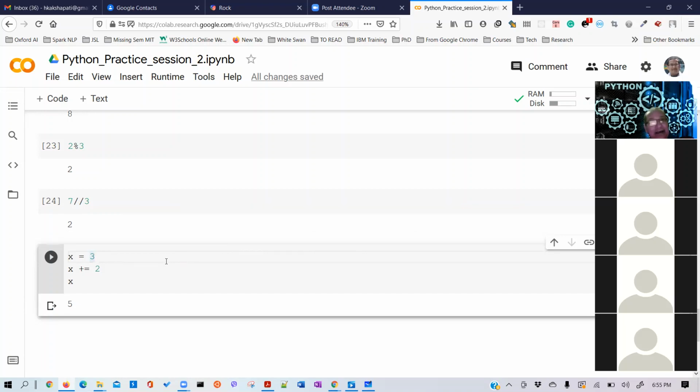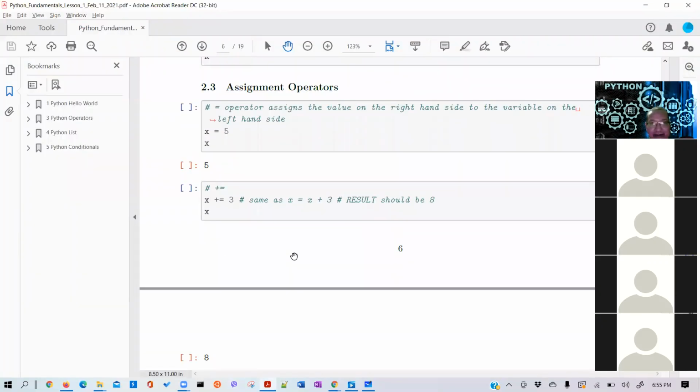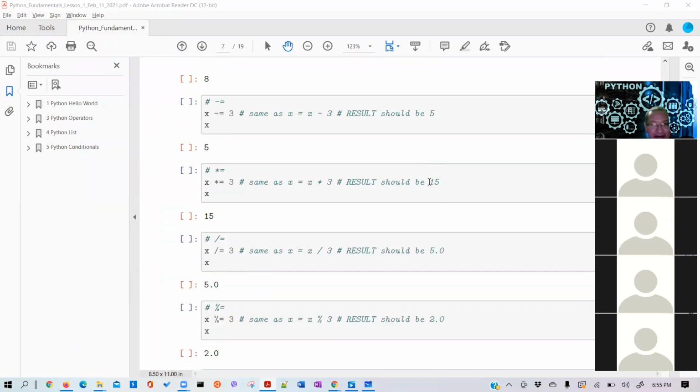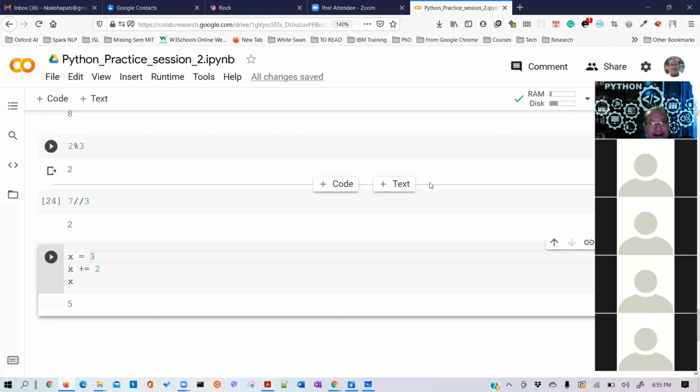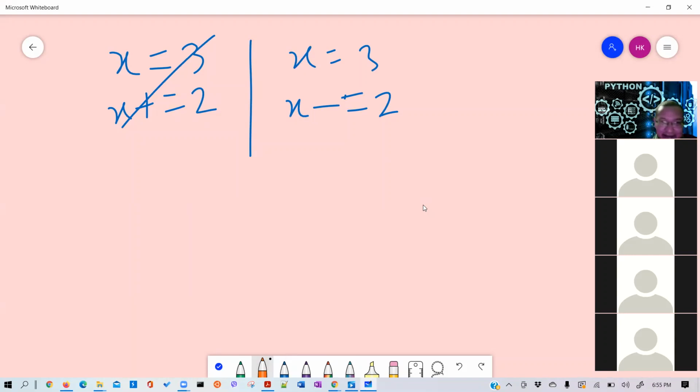Now the next one. The others are similar. For example, minus also does similar work, put minus in place of plus. Yes, exactly, I'm coming to that. It works for all the arithmetic operators. For example, if you have x equal to 3 again, and then x minus equal to 2, what's the answer? Can somebody guess, or give me the answer?